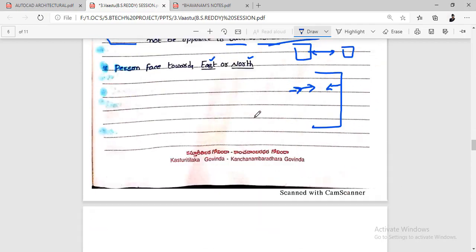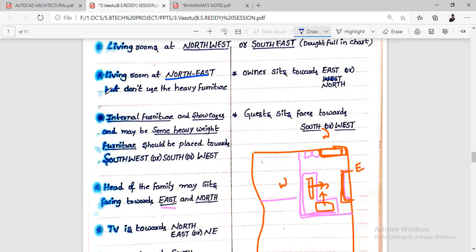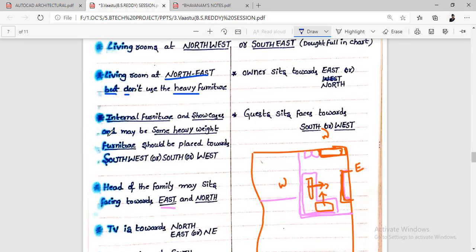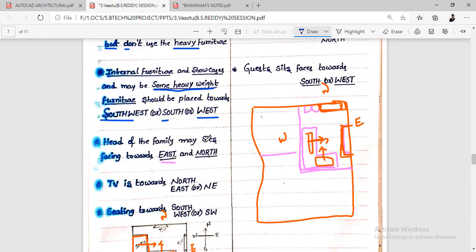See, and also come here. So northeast, don't use heavy furnitures. Internal furniture and showcases and maybe some heavyweight furniture should be placed towards southwest or south or west. Even, except this northwest, you can place wherever you want. And the head of the family may sit facing towards the east and north.